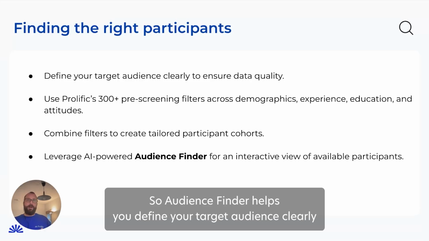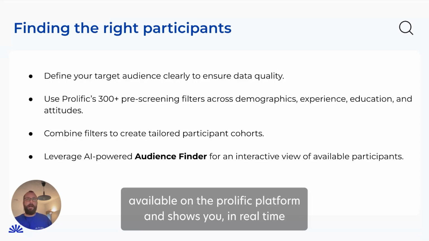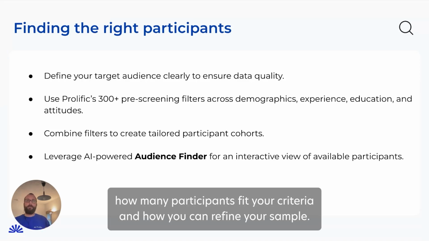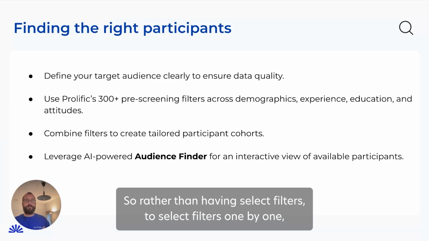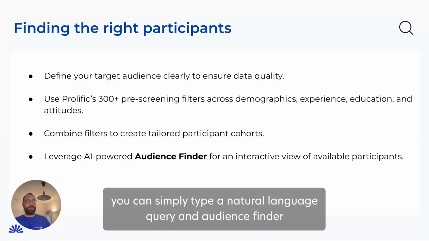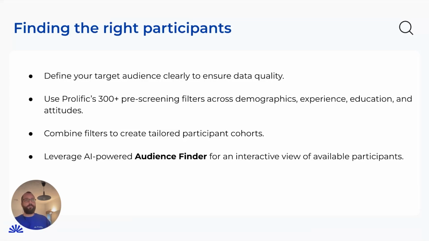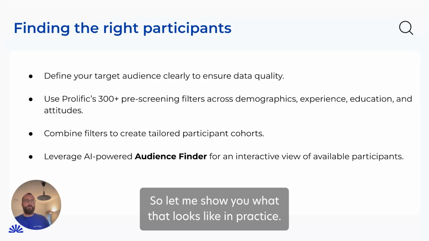So Audience Finder helps you define your target audience clearly. It gives you an interactive AI-powered view of who's available on the Prolific platform and shows you in real time how many participants fit your criteria and how you can refine your sample. So rather than having to select filters one by one, you can simply type a natural language query and Audience Finder will surface the matching participants in real time. So let me show you what that looks like in practice.